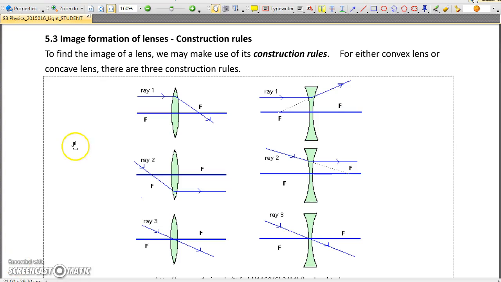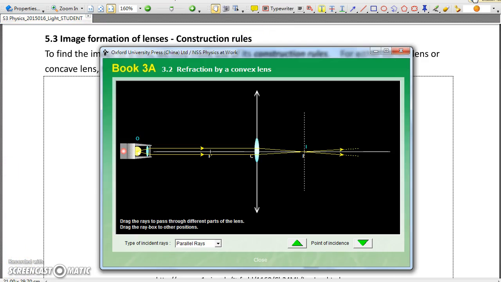5.3 Image formation of lenses. Construction rules. To explain construction rules, let me show you this simulation. You can see there are parallel light rays striking the lens, and these light rays will then converge to a single point called focus. That is to say, a light ray parallel to the principal axis will refract and pass through a focus.